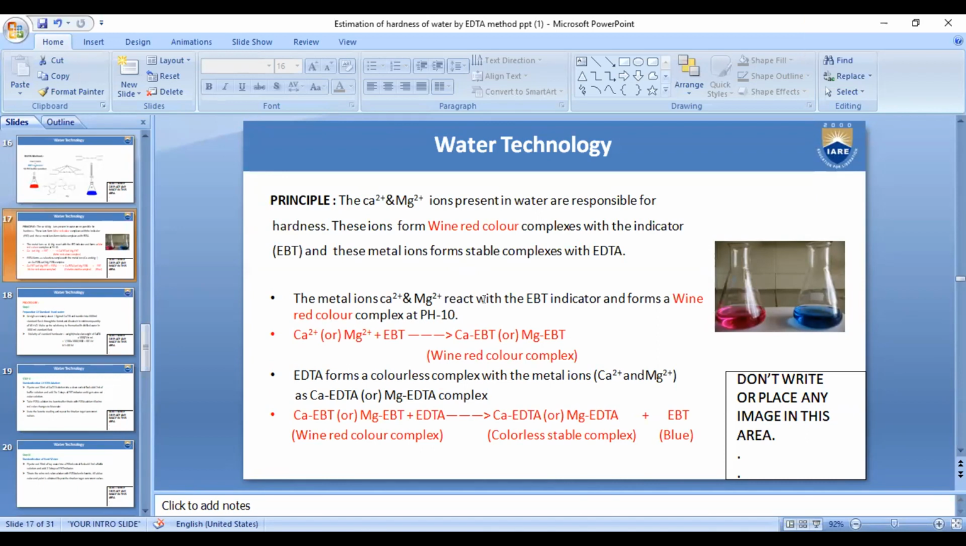So what is the end point here? The end point is the color changing from wine red to blue. After getting a blue color, immediately you have to stop the titration.